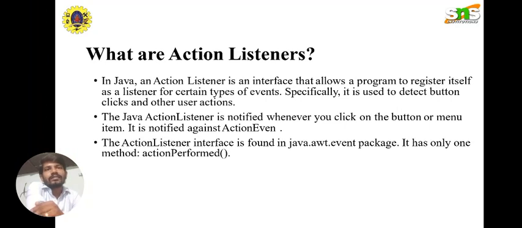The action listener interface is found in the Java AWT, the Abstract Window Toolkit, event package. It has only one method, actionPerformed. The AWT is a package that we implement in a program, so that the action listener is activated after the completion of the action.